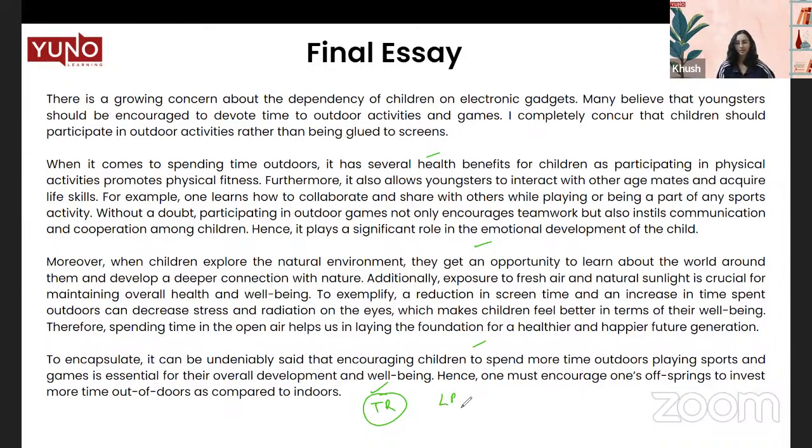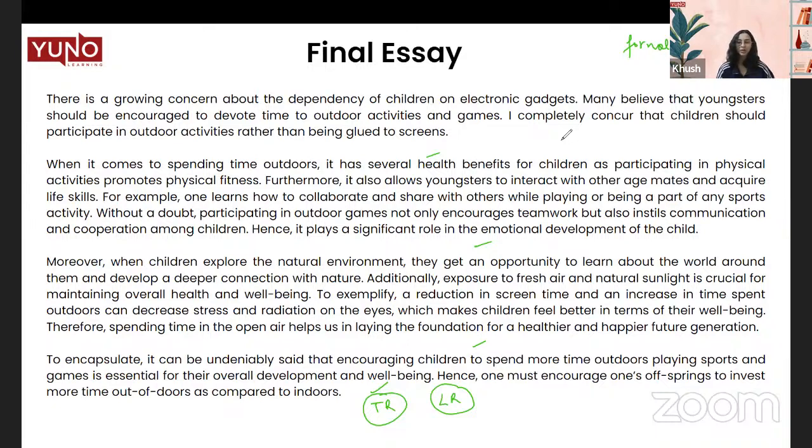Next is lexical resource. I tell you again and again, lexical resource is just a fancy way of saying your vocabulary. So how can we make sure that we score well in lexical resource? By making sure that there are a lot of synonyms and different words that we're using. Remember, you cannot use idioms in your essays because this is a formal type of writing. In formal or academic writing, you cannot use idioms because those are more informal. So you can just use simple words.